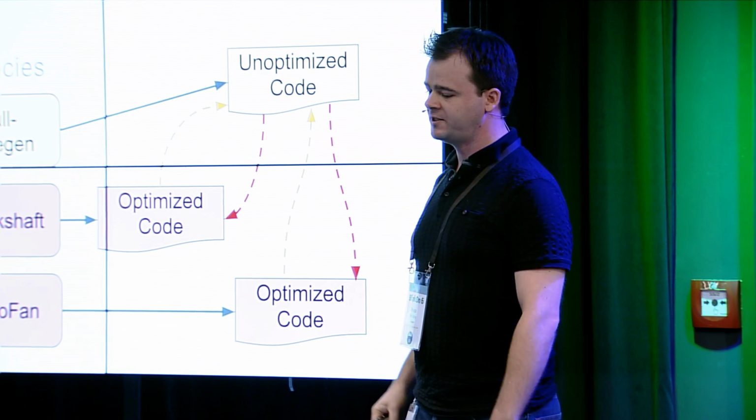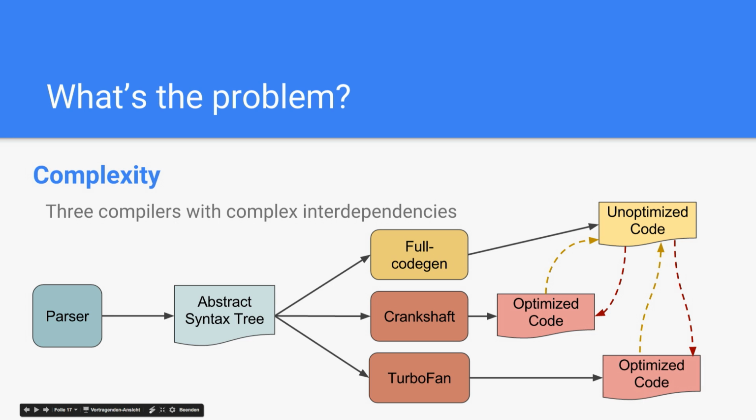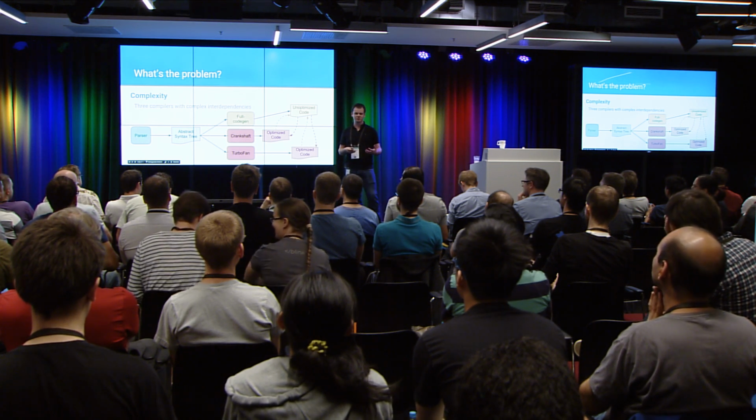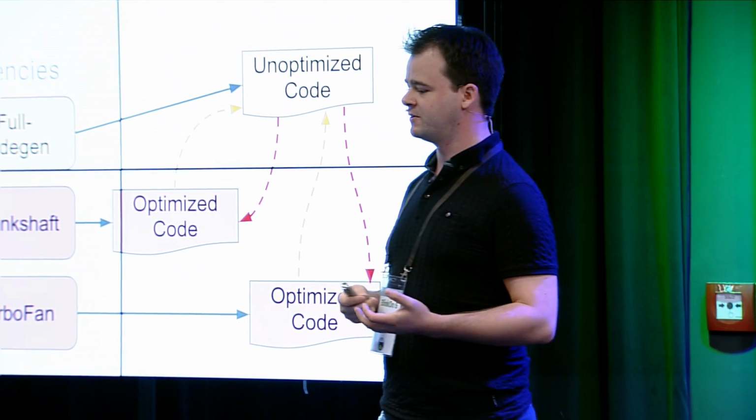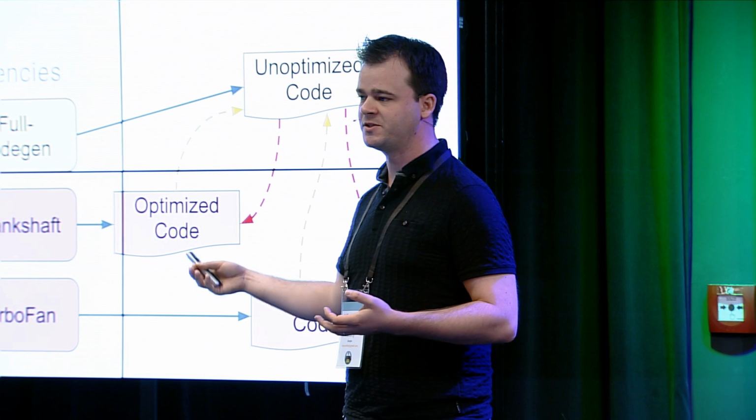And finally, complexity. So we have 3 compilers. They all generate their code based on this abstract syntax tree. That's effectively the source of truth between them. And they all need to interoperate with each other. So full code gen generates some unoptimized code.